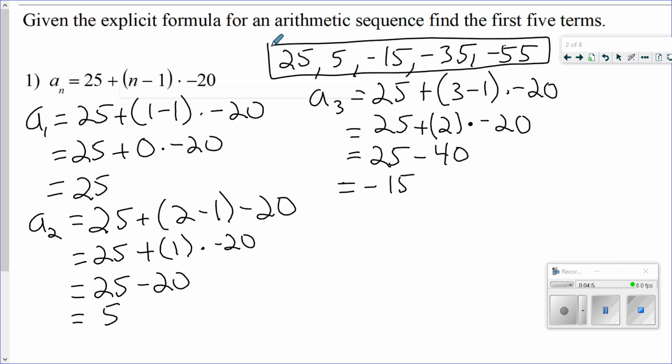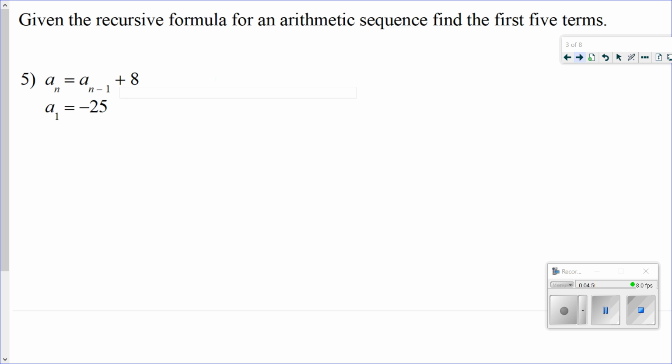Okay, and that's using the explicit formula to find an arithmetic sequence. Now let's take a look at using the recursive formula. Here we have the recursive formula, and they give us the first term already, so I'm going to go ahead and write that out, negative 25.